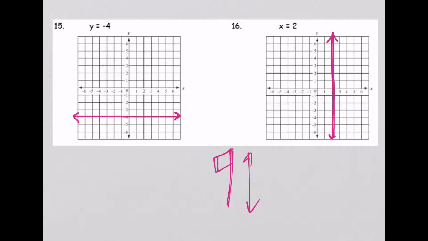So remember, if you have just y equals a number and x equals a number, then they're either a horizontal or a vertical line, and it's your responsibility to come up with some way to remember that so that you can remember which one is which.